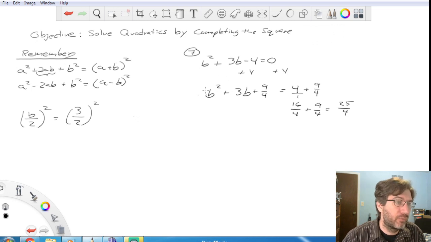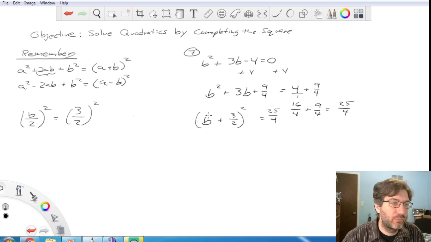And I take the square root of b squared, which is b. And I take the square root of this, which is actually going to be this 3/2. So that's going to be plus 3/2, and that gets squared as well. And that's going to equal 25 fourths due to all of this combining. Better looking there. Then I'm going to take the square root of both sides.